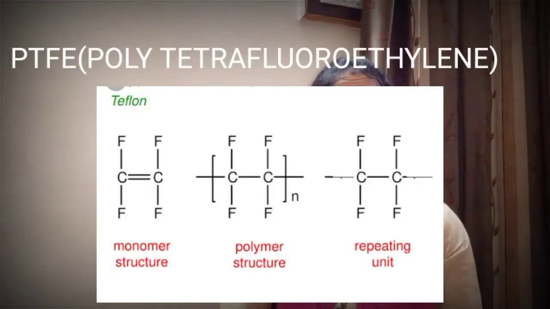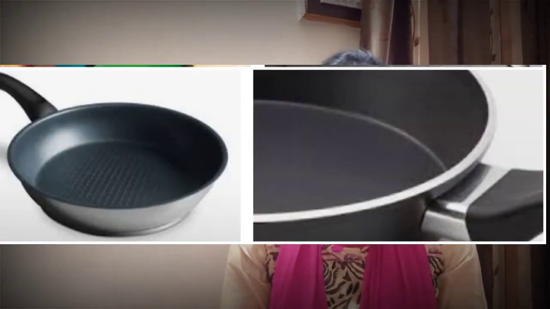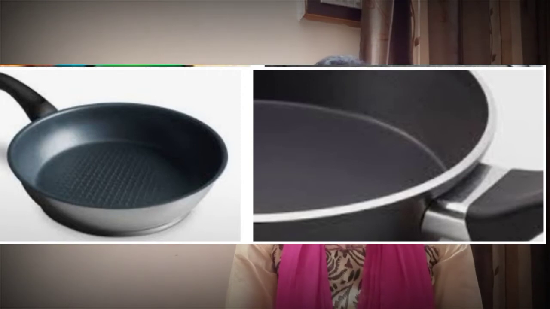Now next one is Teflon. Teflon is also known as PTFE, polytetrafluoroethene. It is chemically inert, slippery, that means oil and water do not stick to it. This special property of Teflon helps us to make the non-stick coating on pans and other cooking utensils. Oil and water do not stick to it, and it can resist heat in a better way as compared to other thermoplastics. Now next one is thermosetting plastic.